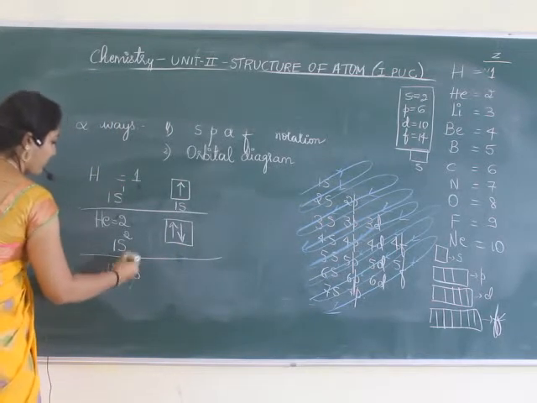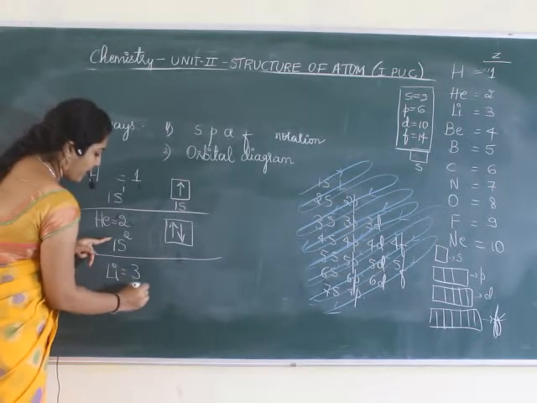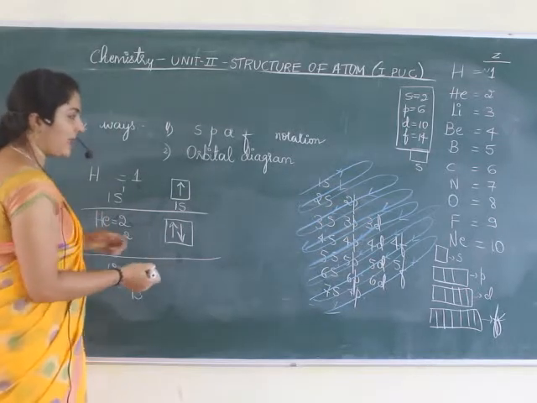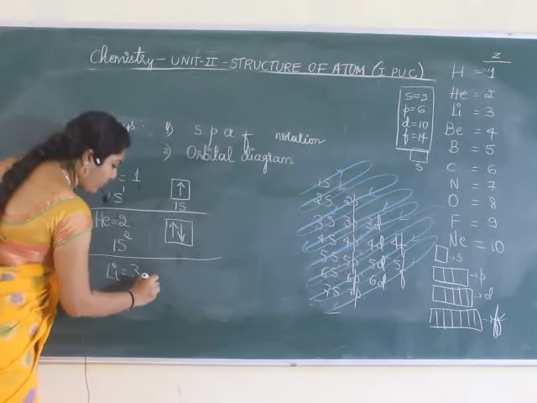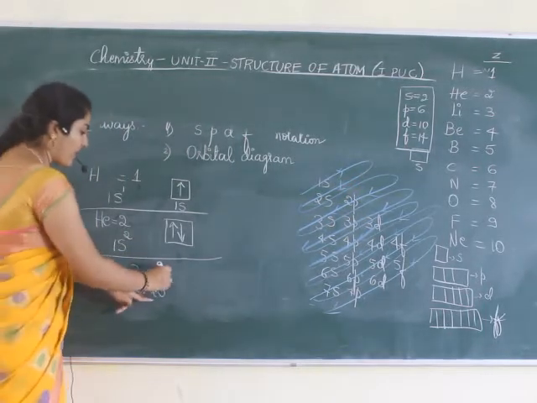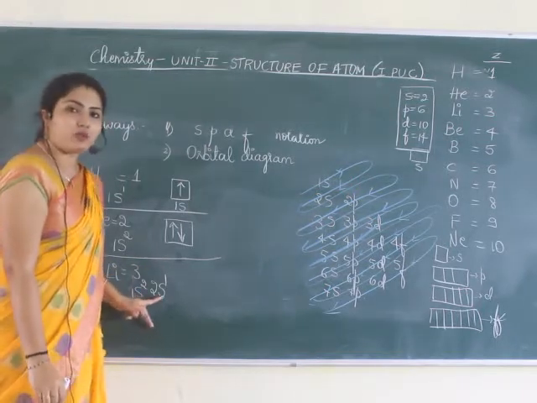Next, lithium. Lithium atomic number is 3. So already 1s2 has been filled. So where do the electrons go now? Electron goes to the next one. Which is the next one? After 1s comes 2s. Already 2 electrons have been filled in 1s. So one more electron will go to 2s. So 1s2, 2s1.